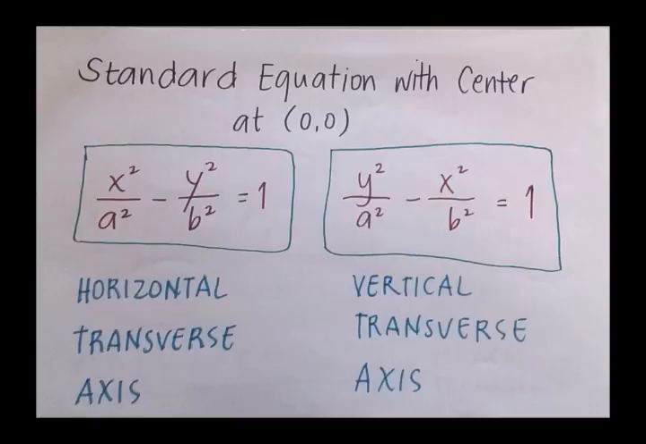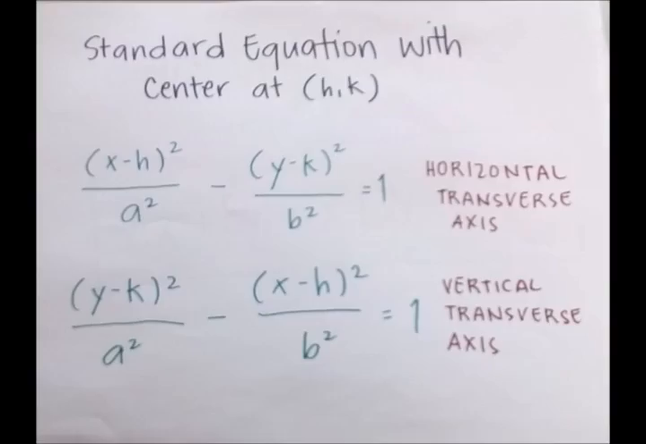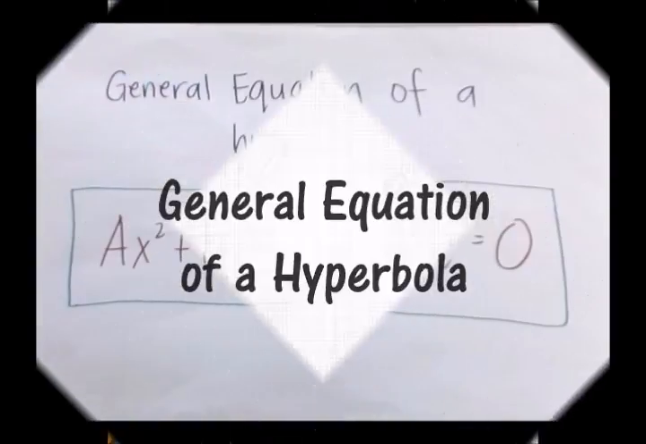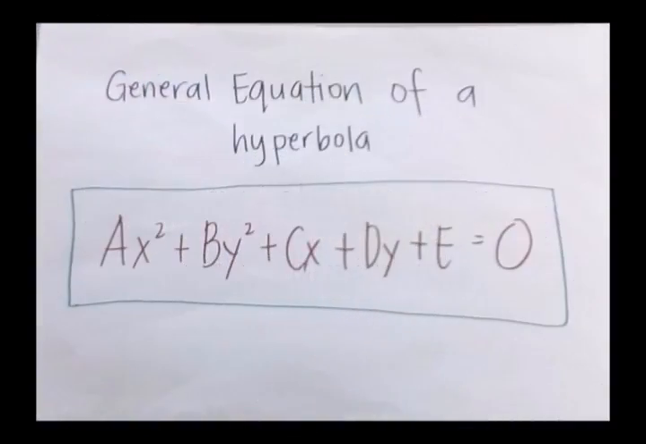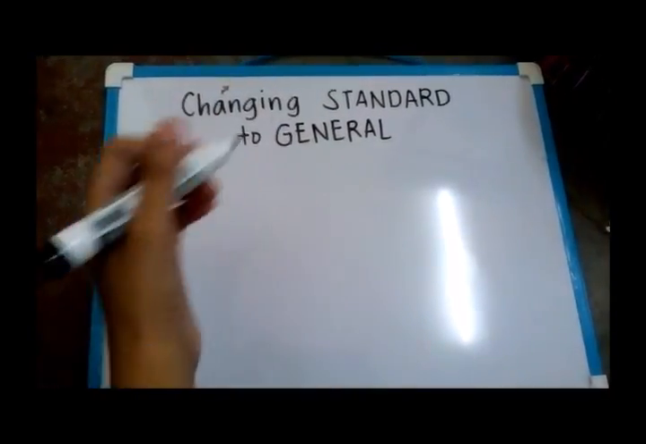This is the standard equation of a hyperbola when the center is at the origin. And this is the standard equation of a hyperbola when the center is at (h, k). And this is the general form of a hyperbola. Let's start by changing the standard equation of a hyperbola to its general form.